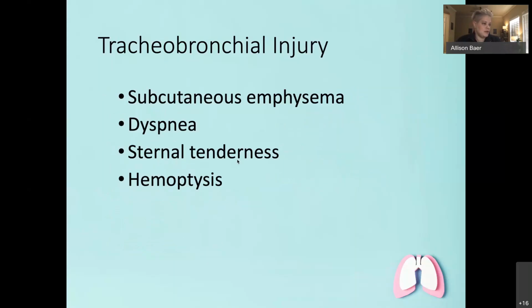Again, you can see this from a tracheobronchial injury, which is some kind of injury in those big airways that lets air leak out. And that is also going to have sub-Q emphysema, dyspnea, sternal tenderness, because that trauma has happened somewhere in the center here, and they could also be coughing up blood.